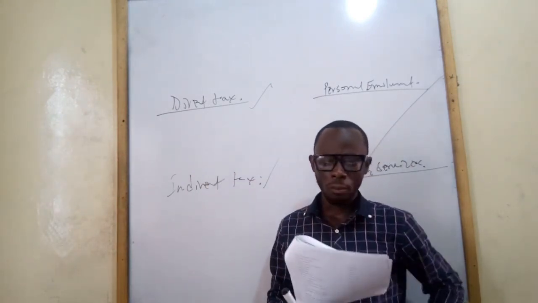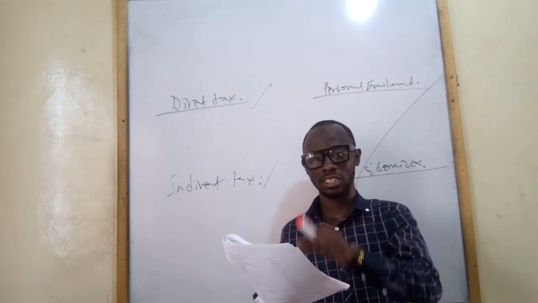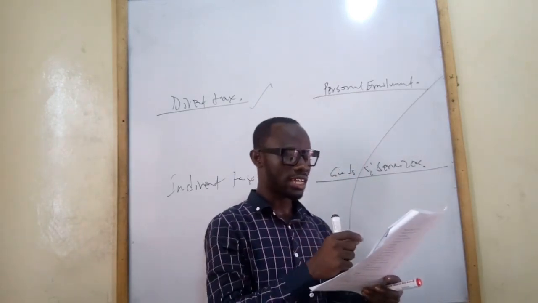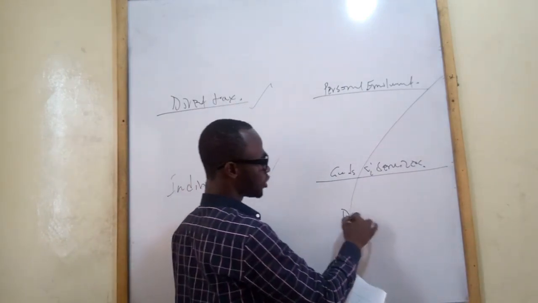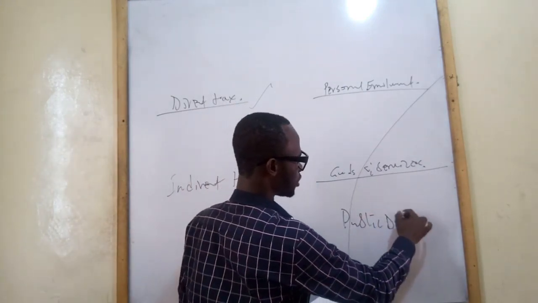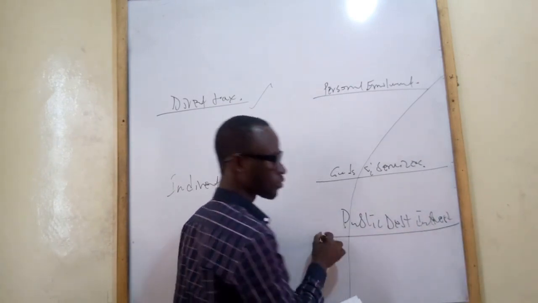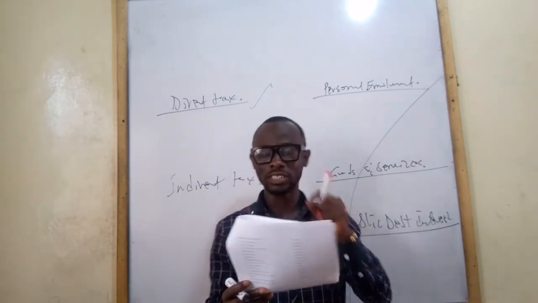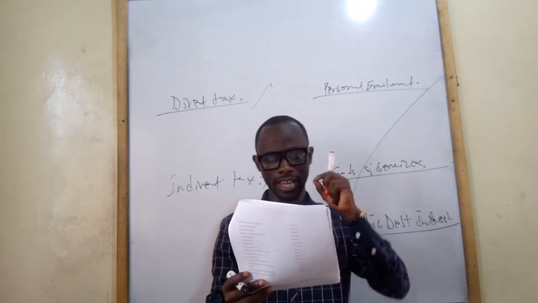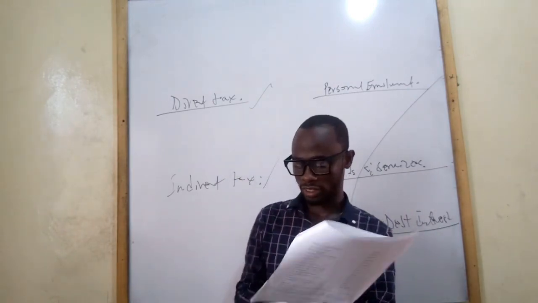Then we see domestic debt interest, and you can see external debt interest. So domestic debt interest and external debt interest will come under another working called public debt interest. So under the public debt interest, we are going to bring the domestic debt interest and then what? The external debt interest in relation to that.